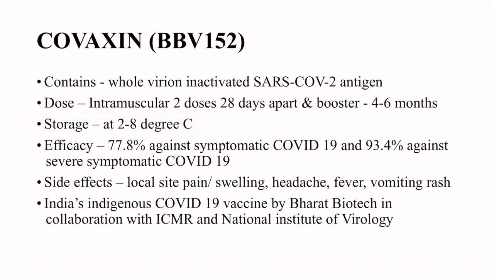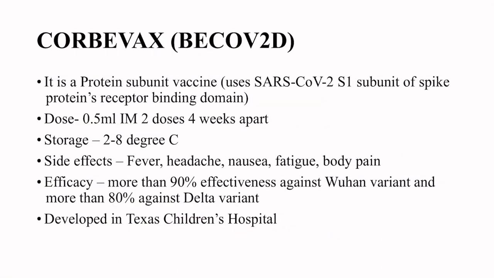The efficacy is 77.8% against symptomatic COVID and 93.4% against severe symptomatic COVID. Side effects include local site pain, swelling, headache, fever, and vomiting. It is India's indigenous COVID-19 vaccine and it was developed by Bharat Biotech in collaboration with ICMR and the National Institute of Virology.